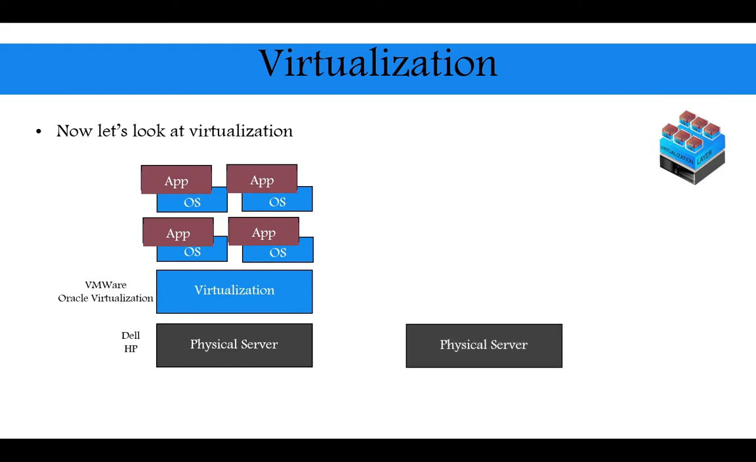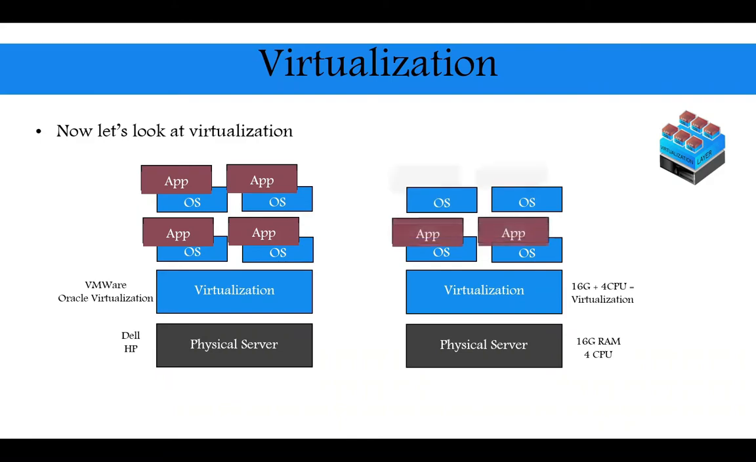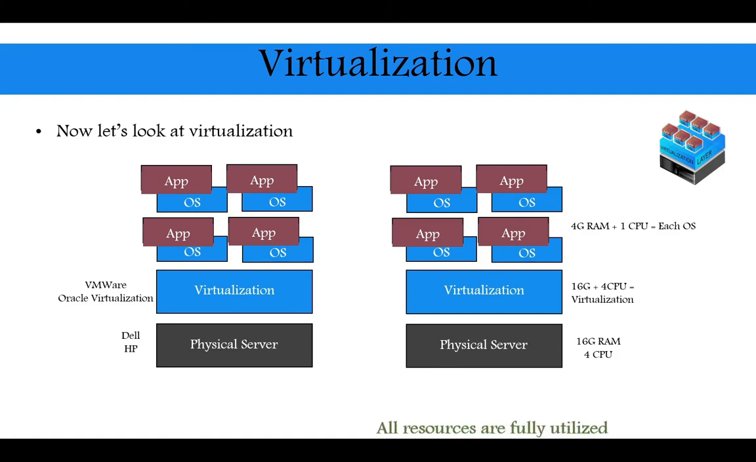Now, what's the advantage? Let's look at the advantage. Going back to the physical server with 16 gig of memory and 4 CPUs, you install a virtualization layer which takes up all your memory and CPU. Perfect. Then you have the operating systems and applications, and each operating system has 4 gig and 1 CPU. Each of those operating systems is given all those resources. What happens then? All resources are fully utilized, not wasted. See how we can take full advantage of all those resources?